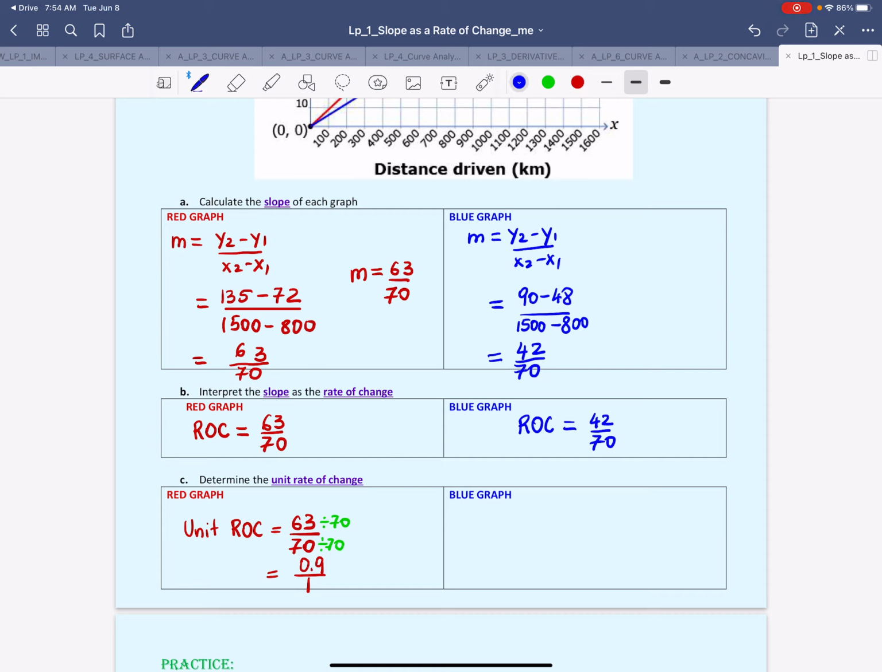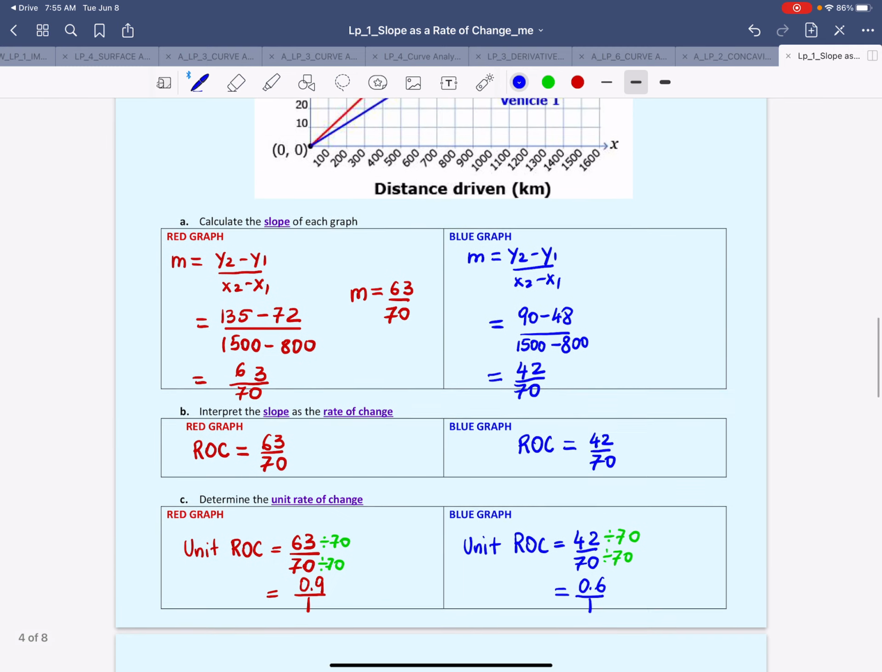And for the blue graph, unit rate of change is 42 over 70. We'll divide both numerator and denominator by 70, so we get to have the denominator equal to 1. And that will give us 42 divided by 70 equals 0.6 over 1. So 0.6 liters will be used for every 1 kilometer distance driven.